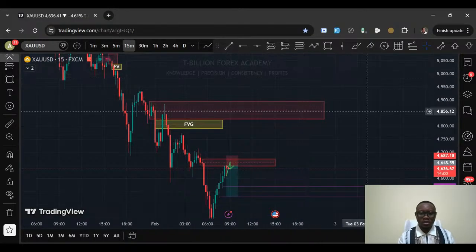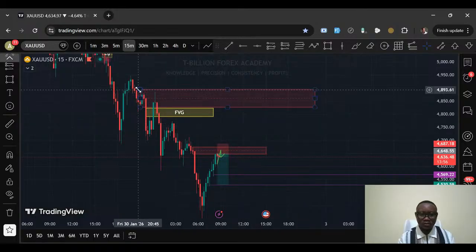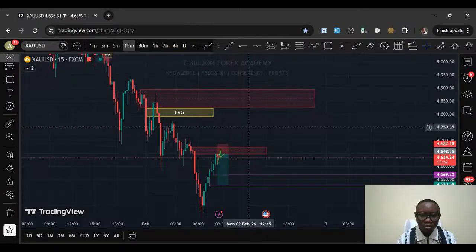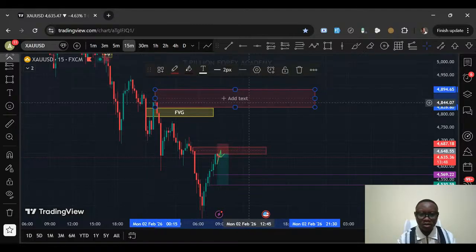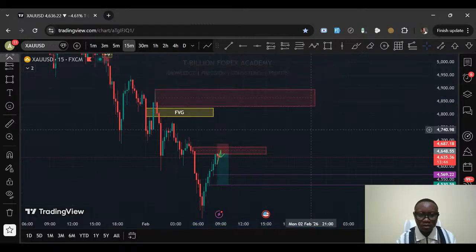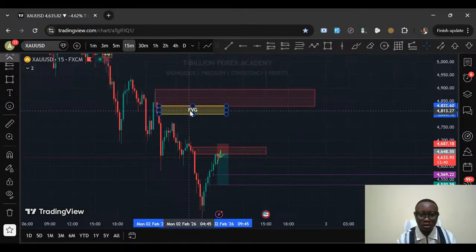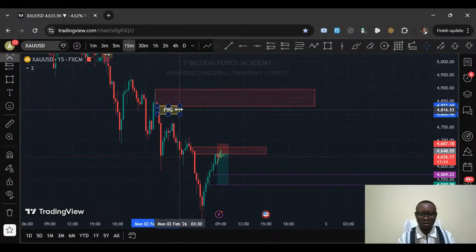All right, so these are the zones we are very much interested in. Let's refine this further to this particular candle here, this one, and our FVG would be this right here. So let's minimize our FVG.